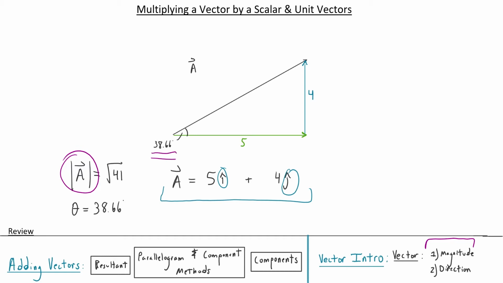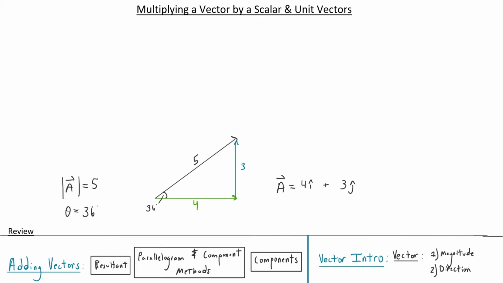From our last video, we learned how to add vectors together. So you want to know that the resultant is just another word that means the sum. There are two ways of adding vectors, the parallelogram and component methods, and you'll definitely want to know what components are. We'll really be tying in this components definition in this video because it goes hand in hand with unit vectors.